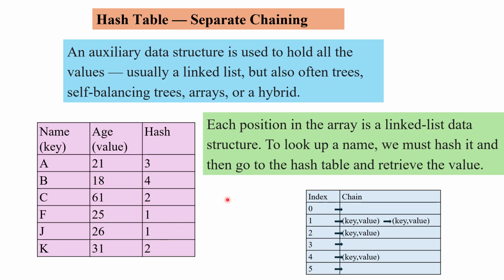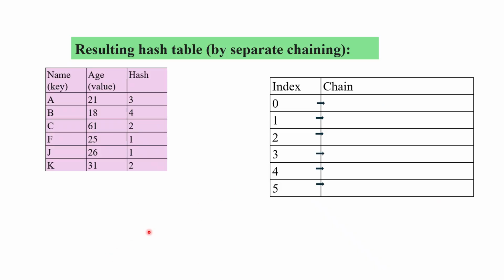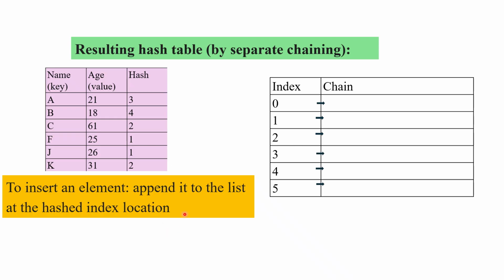Now we again go through this example. The resulting hash table by separate chaining. Okay, so we have all these values. To insert an element, append it to the list at the hashed index location. So we are having these heads all pointing to null. Think of a linked list: a null linked list is there at every location. So to insert an element, append it to the list at the hashed index location.